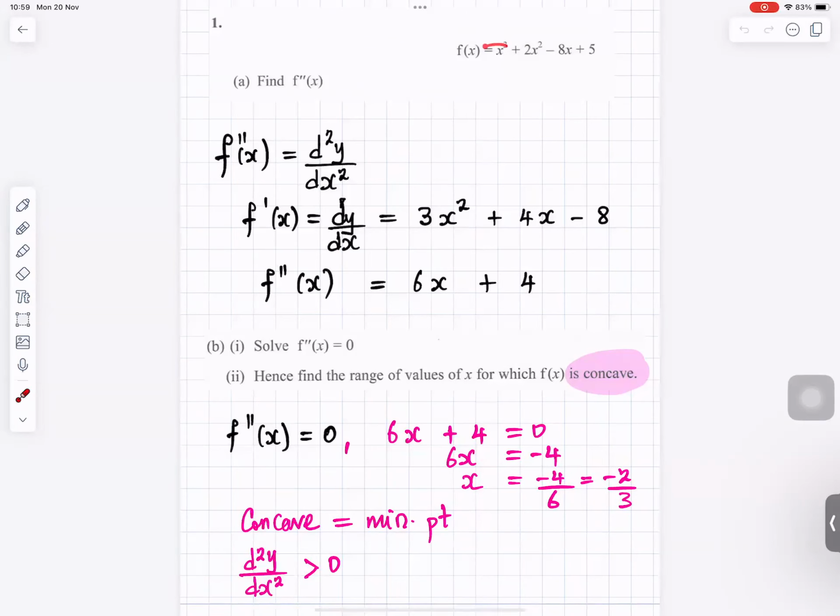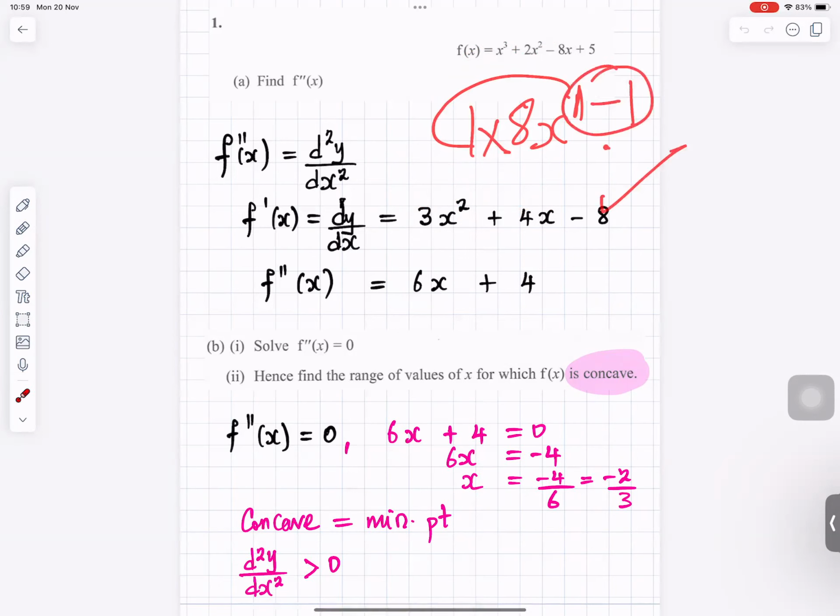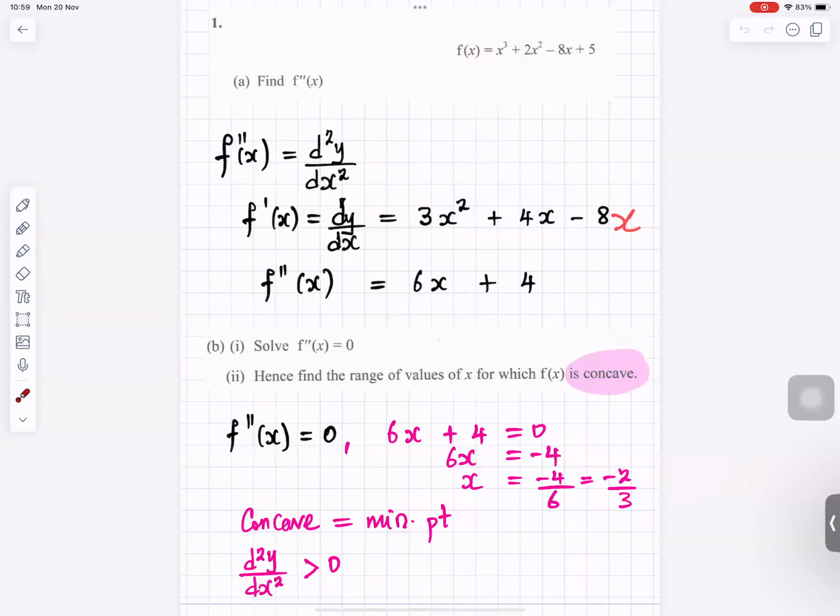The power is 3, so you multiply by 3 and you subtract 1 from 3, you get 2. That gives you 3x squared. Differentiate this next one. You multiply by the power. 2 times 2 is 4. And then 2 minus 1 is 1. Here it is 8x to the power 1. Multiply by the power. 1 times 8 is 8. Subtract 1. 1 minus 1 is 0. So it's x to the power 0, which is just 1.